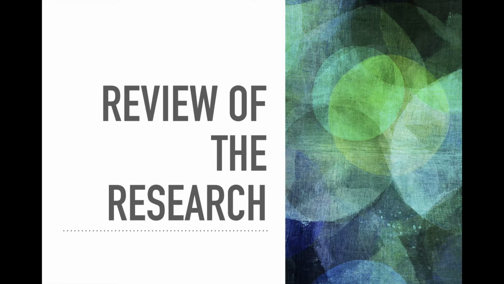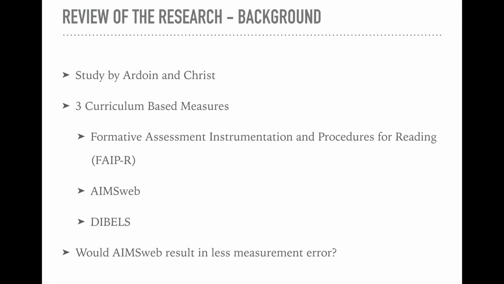Here we discuss a study by Ardoin and Christ that examined the measurement errors across 3 CBMs: Formative Assessment, Instrumentation, and Procedures for Reading, also known as FAIPR, AIMSweb, and DIBELS, which are the 2 more commercially available passage sets. The researchers' main goal was to determine whether the FAIPR passage set would result in reduced measurement error as compared to the AIMSweb and DIBELS.